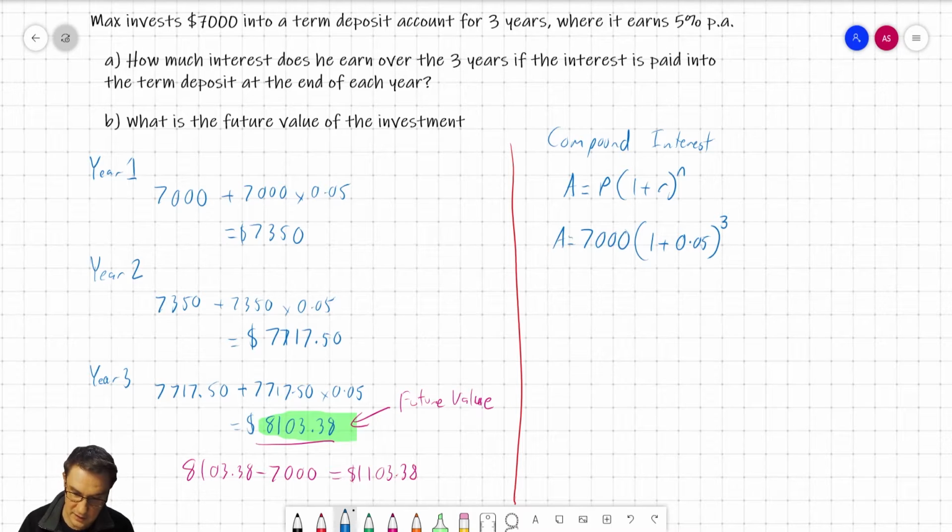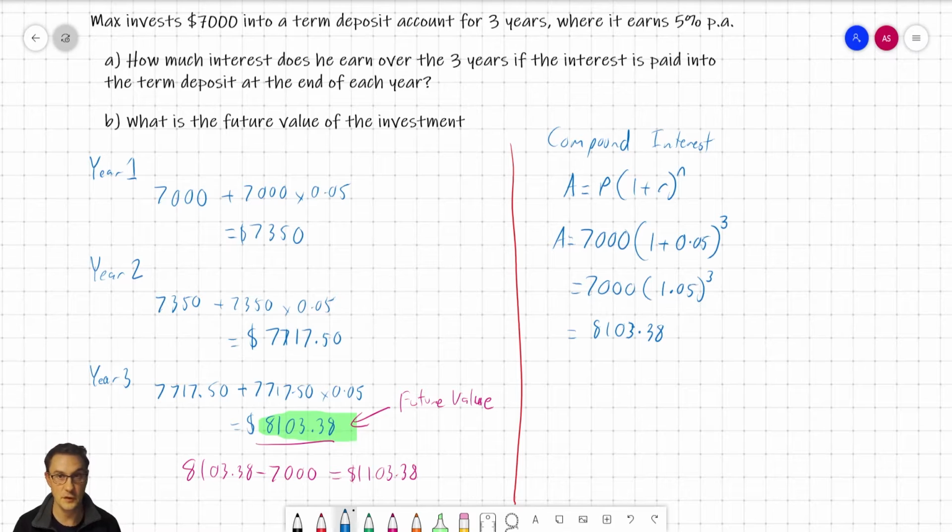And so with A equals to that, if we just simplify this a little bit, just so we can understand what's happening, what we've got is $7,000 times 1.05 to the power of 3. When we work this one out, we get the same answer we just got, except it's a little bit quicker, and we can jump straight to the third year result.